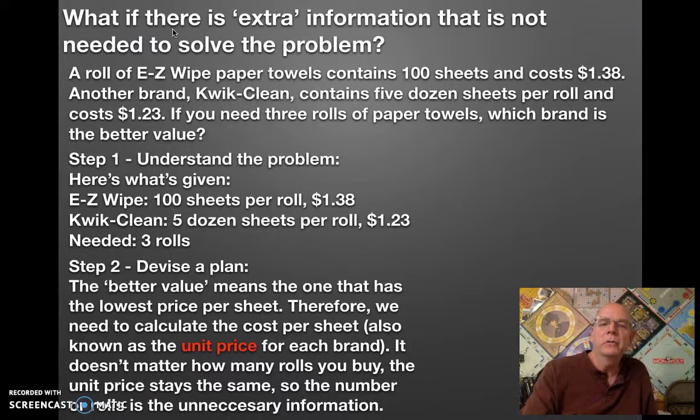The better value means the one that has the lowest price per sheet, or in other words, the cheapest one. Therefore, we need to calculate the cost per sheet, also known as the unit price for each brand. It doesn't matter how many rolls you buy, the unit price stays the same. So the number of rolls is the unnecessary information here. We don't need to know that we're buying 3 rolls. It would be the same price no matter how many rolls we buy.